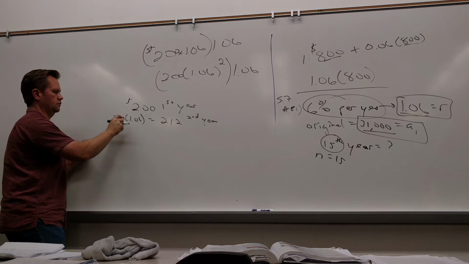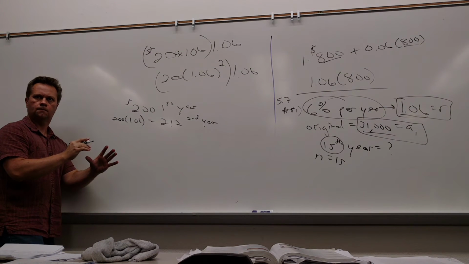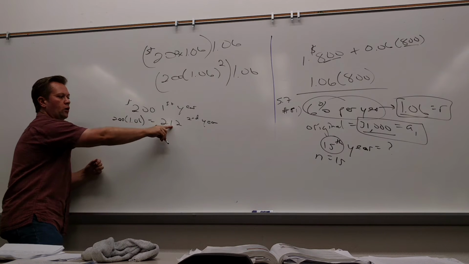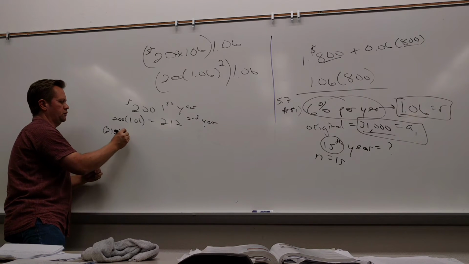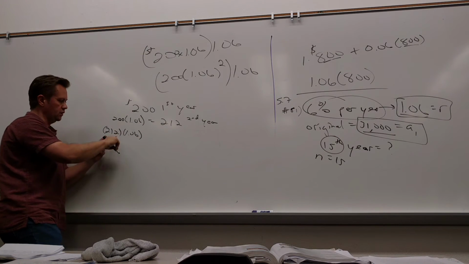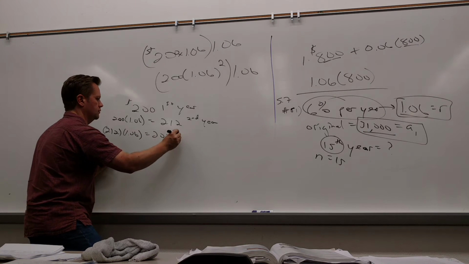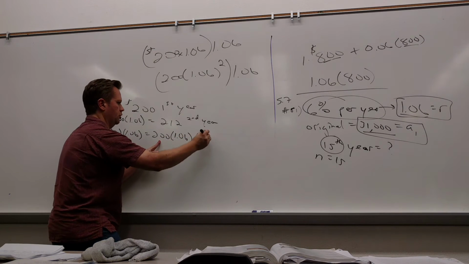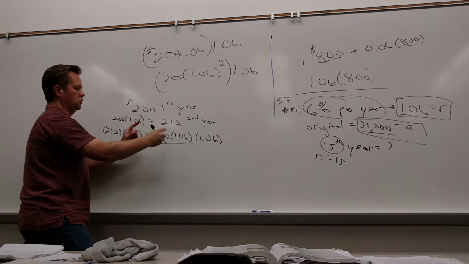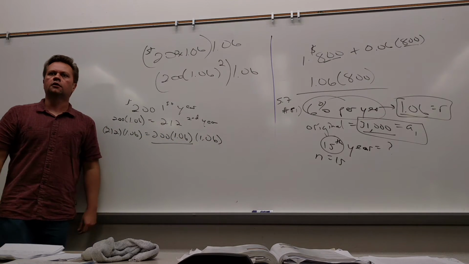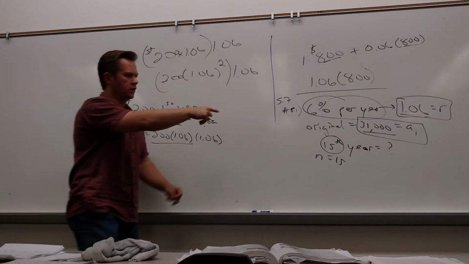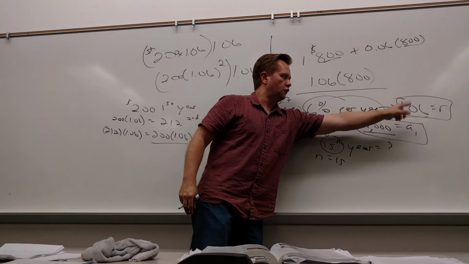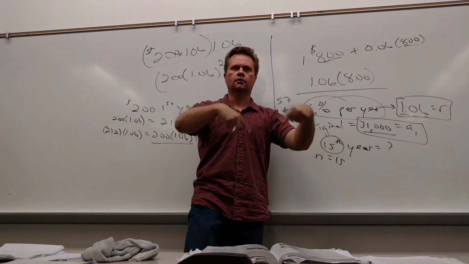You guys kind of with me? Now 1.06 times 212, I agree with that, right? But didn't 212 come from this? Yeah. So that'd be 1.06 times this, which is 200 times 2 of these. That's what I'm saying. That's why this formula is going to be 200 times 14 of these. Makes sense.